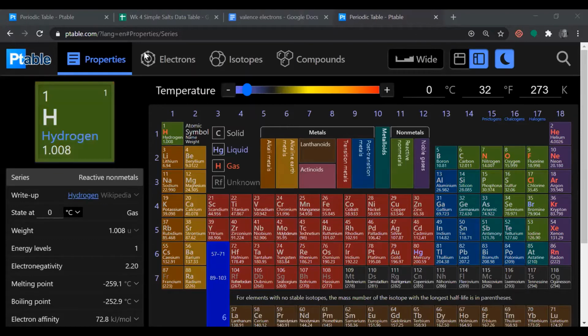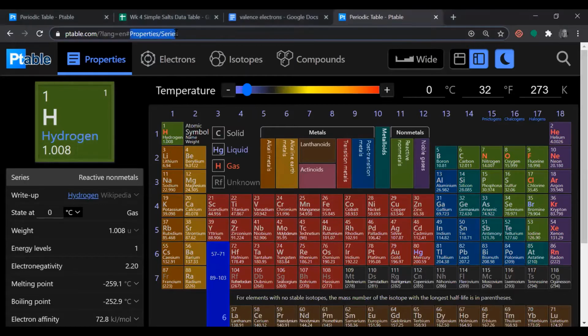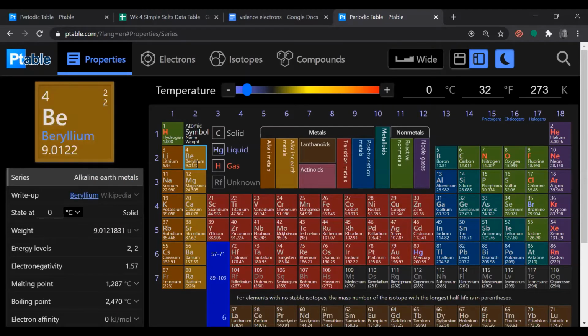Here you'll notice that I'm on periodictable.com, ptable.com, the properties series. All of these links are in the instructions, but I'll just show you what these are. We've got properties and series, and you notice that they have all the elements bunched by what kind of element they are. If you look right here, all of these are the alkali metals. These are the alkaline earth metals. You can see it change over here whenever I touch it.